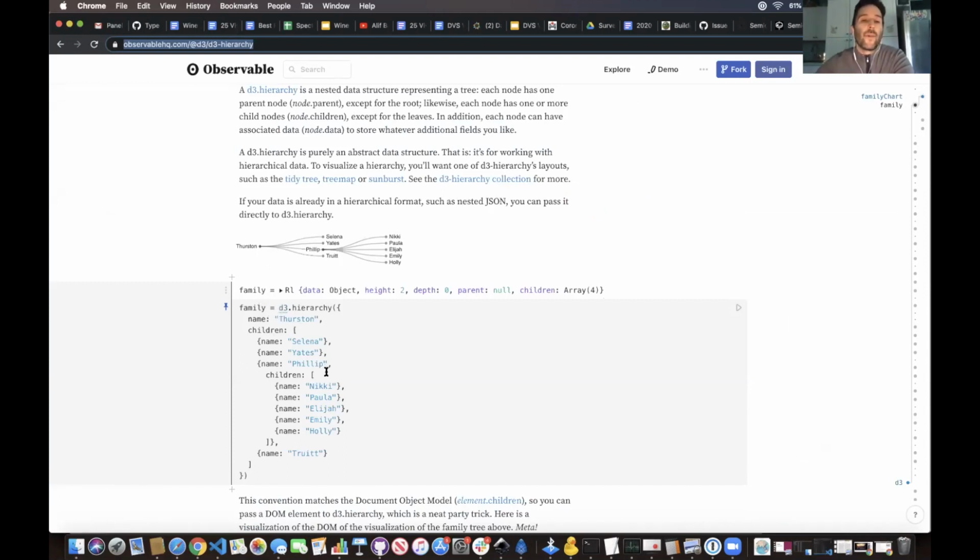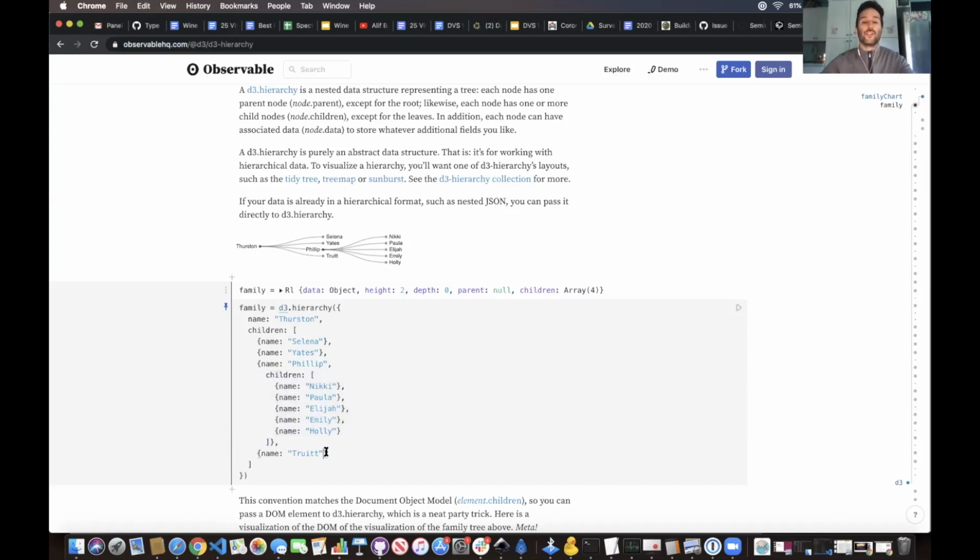This is my family. So I picked my grandfather. His name was Thurston. He had 4 children, Selena, Yates, Philip, and Truett. And Philip was my father. He had 5 children, and I'm one of them. And you can see the data structure here. And if you want to, you can go and adjust it.